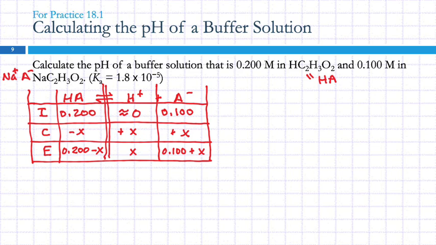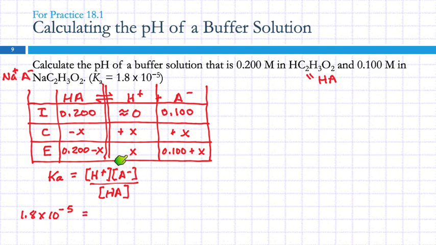When I said we'd be doing a lot of these, I was not kidding. So we have Ka for this, which is the H plus times the A minus divided by HA. And that's 1.8 times 10 to the negative 5. And that equals X times 0.1 plus X divided by 0.2 minus X.